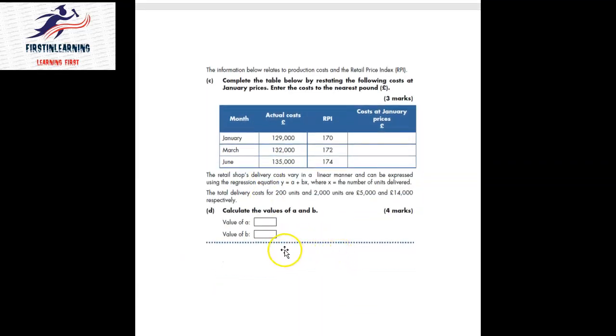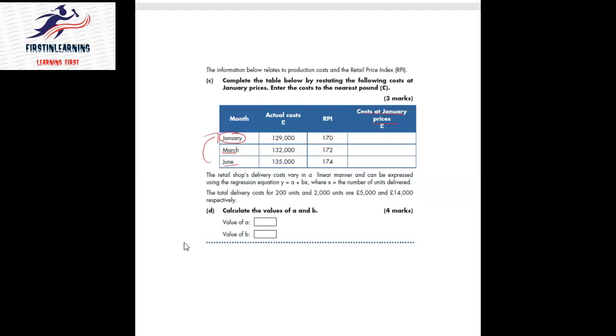That is the index. So let's have a look how we can complete this index question. In this question we're going to see how to calculate the retail price index. To calculate the retail price index, all you need to do is find the base RPI. Remember, the first month is always the base. So they're asking for cost at January price. All the costs we have for March and June, we have to bring back to the cost of January.